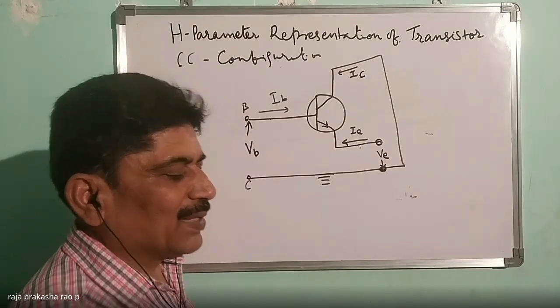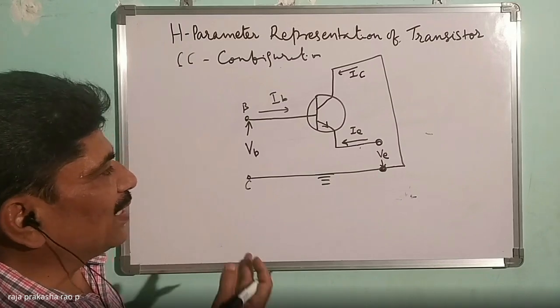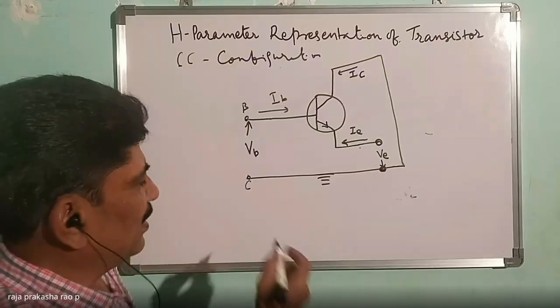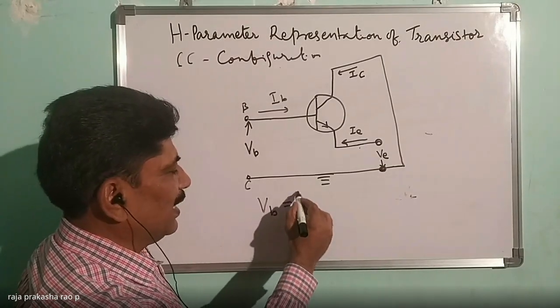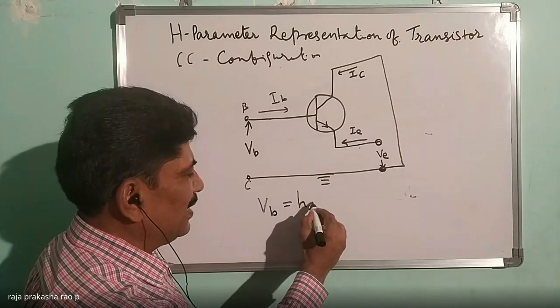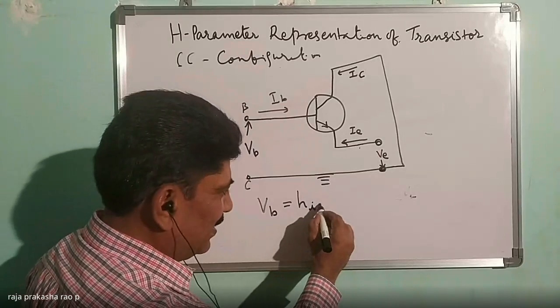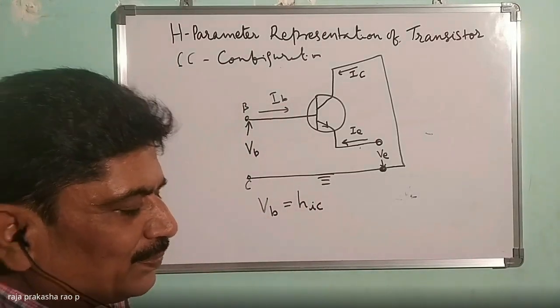I'm asking a very simple question. From this diagram, what is input voltage, you tell me? VB. That's it, right? VB is equal to HI, this is common collector, so HIC into what is the input current now?